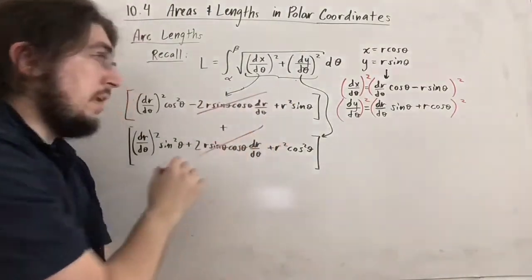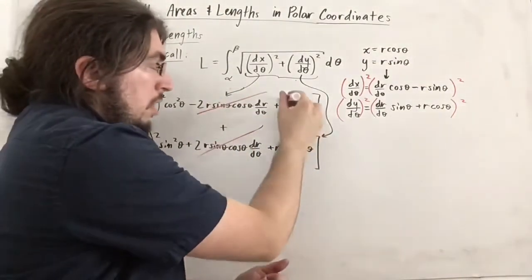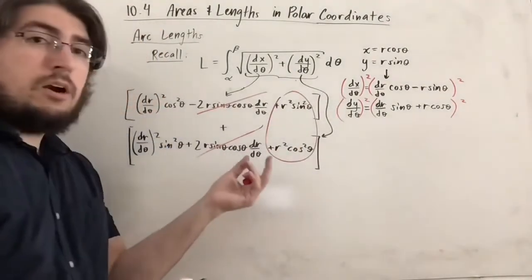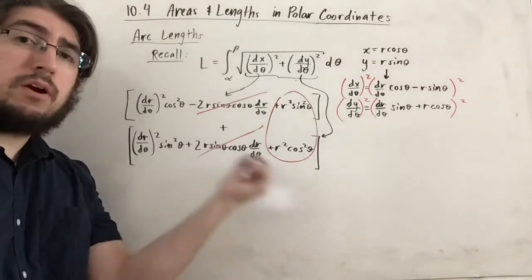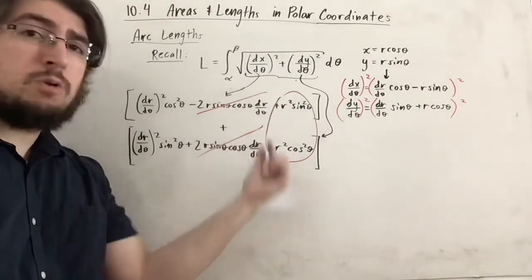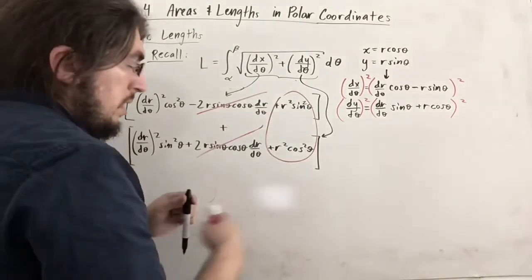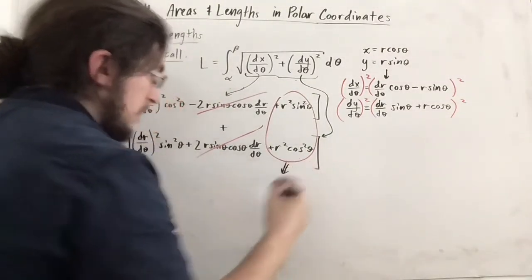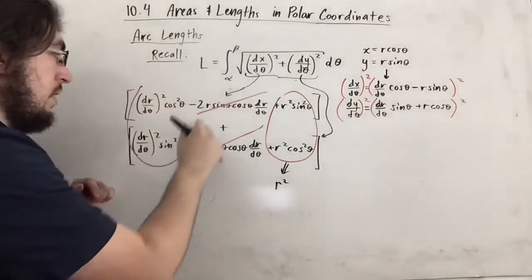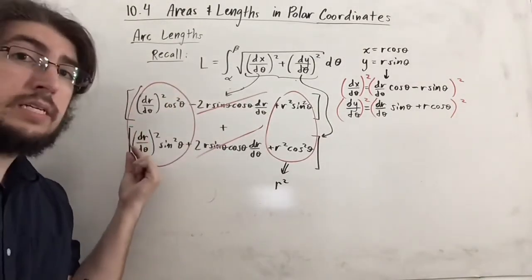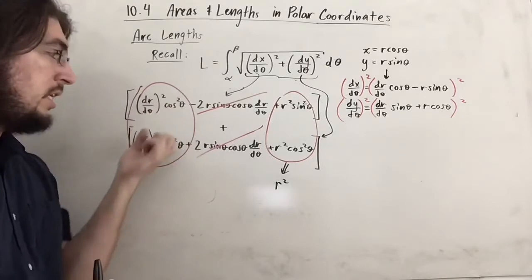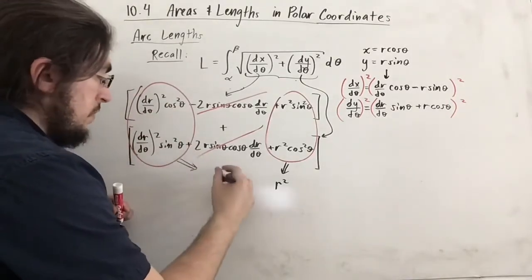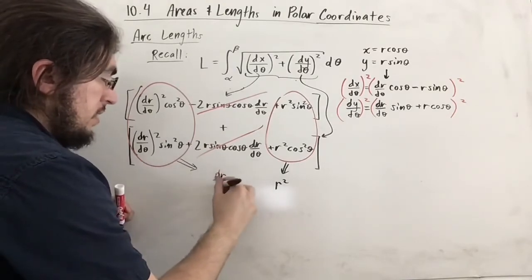So they actually cancel out. Also, r squared sine squared, that should be a square, plus r squared cosine squared. If you pull out r squared, you just get sine squared plus cosine squared, which we know is 1. So this will just amount to r squared, actually. Similarly for this one, if you pull out dr d theta all squared, you get cosine squared plus sine squared, which is also 1. So what this amounts to is nothing but dr d theta all squared.